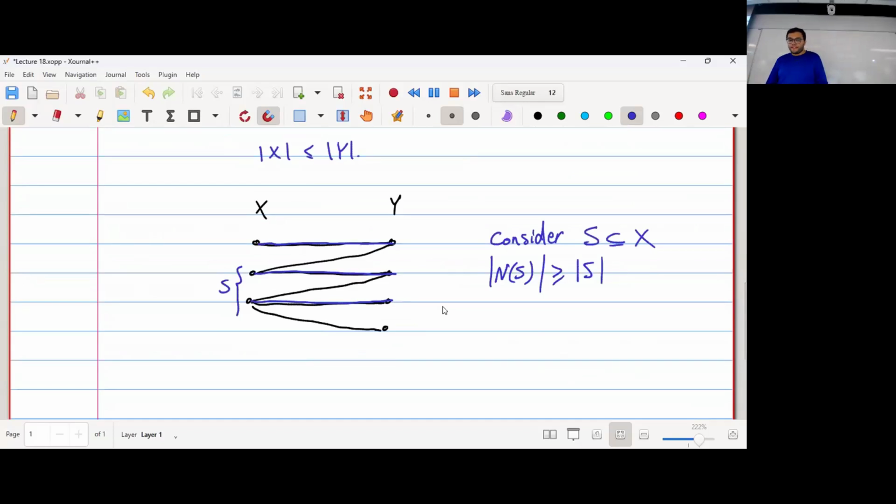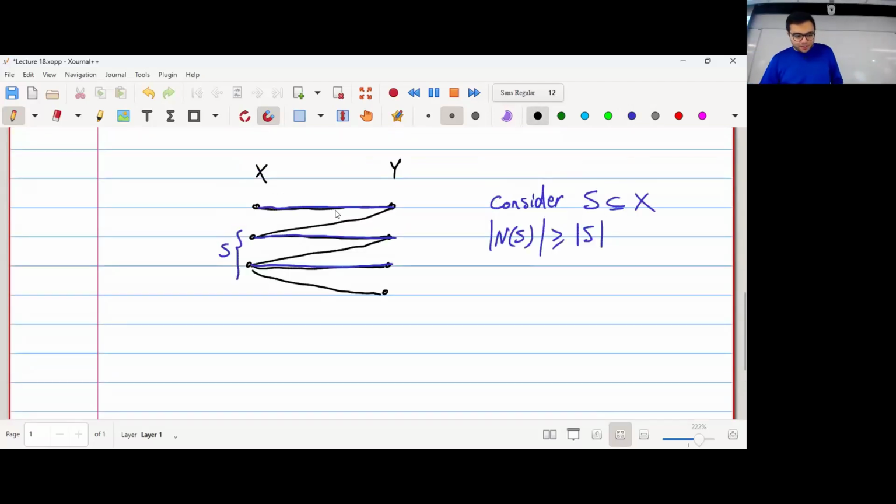So this is a very trivial result. Whenever I have a matching, if I take a set S, which is a subset of X in this case, the neighbors of S are more than or equal to S. But what's interesting is that this is also sufficient. So this is Hall's theorem. So this is the theorem by Hall.